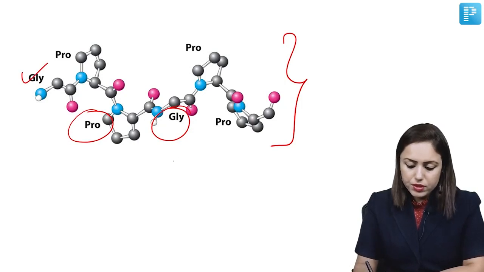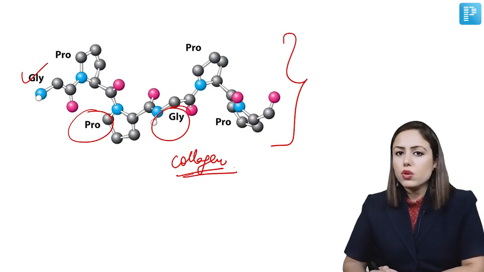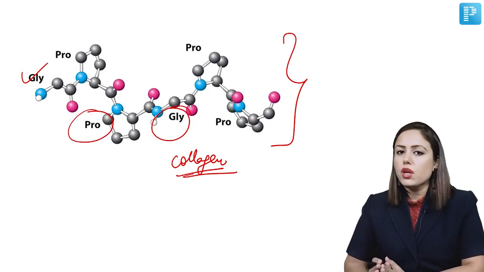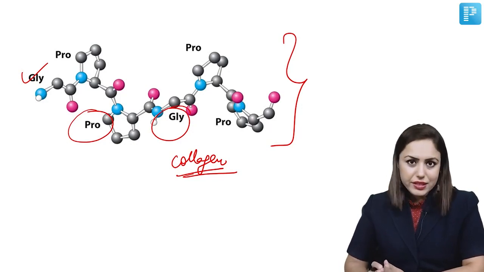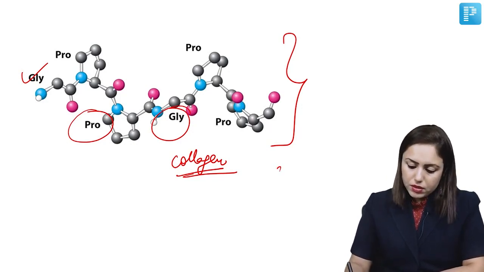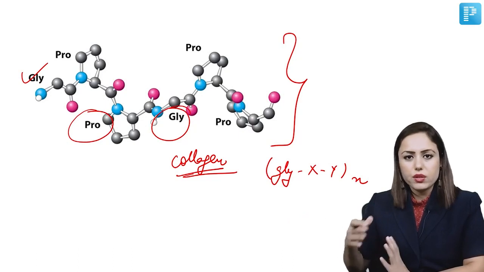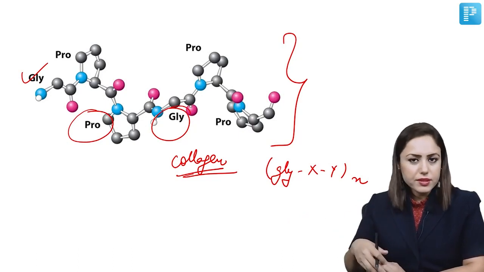Glycine, right? Many prolines. What is this? Which protein? This is collagen. You remember in collagen, in the primary structure of collagen, every third amino acid is glycine. And the primary structure is glycine-X-Y repeated n number of times. Okay, like this we write. So every third amino acid is glycine.